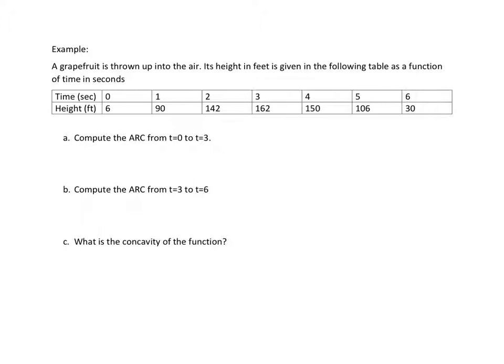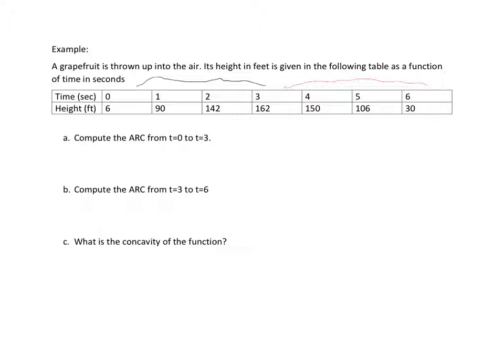In this problem, we're going to look at an application and see how this rate of change deals specifically with concavity. A grapefruit is thrown up into the air, and its height in feet is given in the table below. What you'll notice is that during this time, from 1 to 3, the grapefruit is going upwards. Its height is 6, 90, 142, 162. And as we move along, it looks like it changes direction and starts coming down.